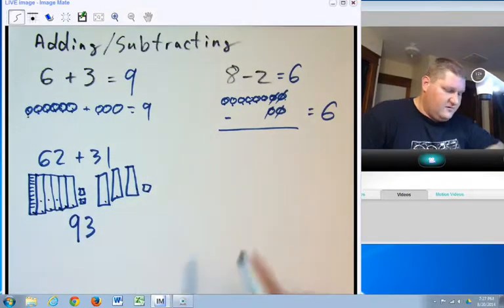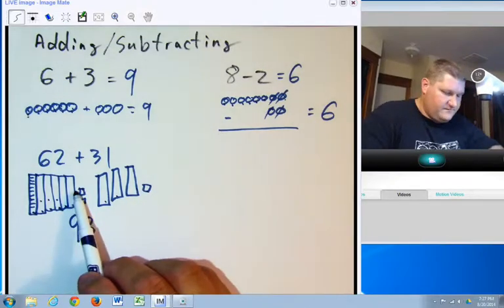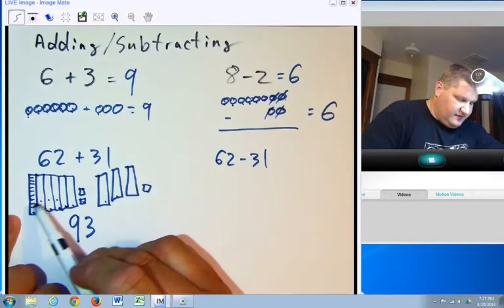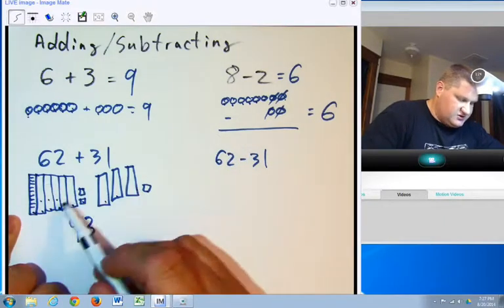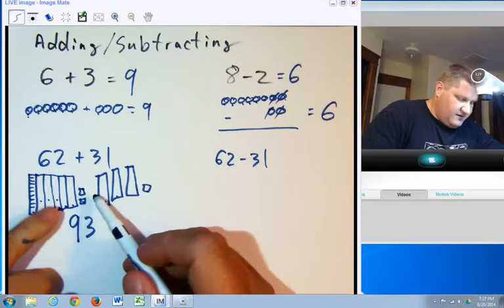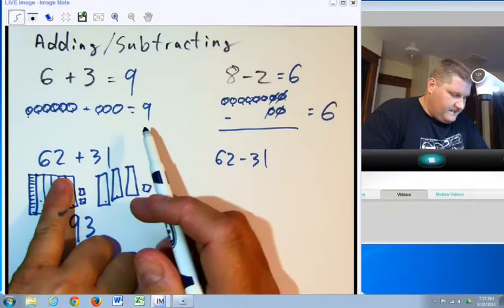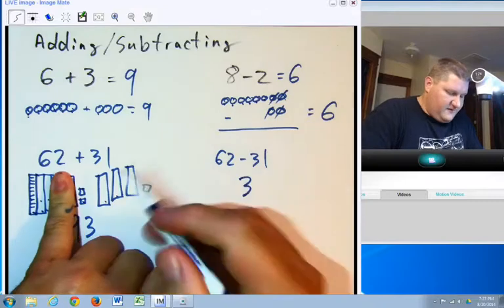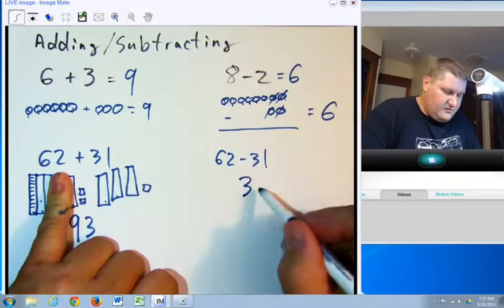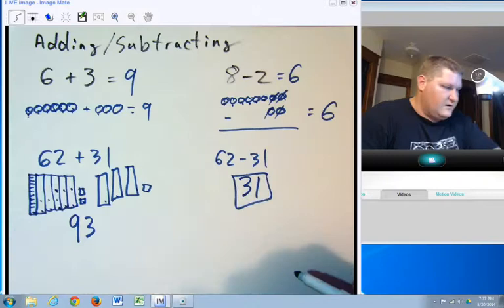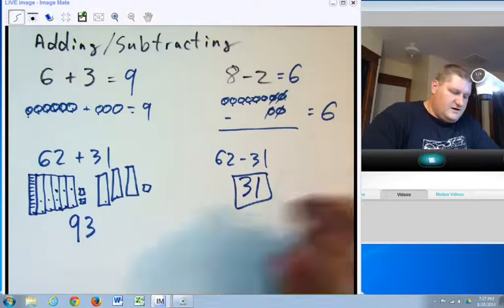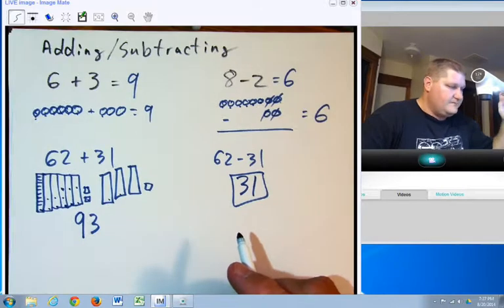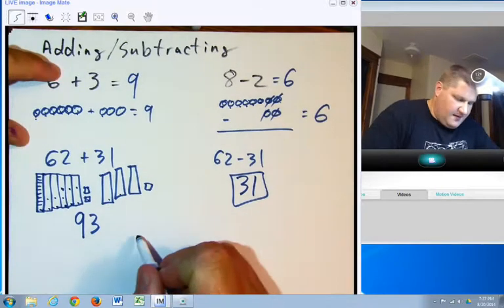Now if I were to do the same thing but do subtraction, say I have 62 minus 31. Well, I have 6, take away 1 from each. If I take away 3 of them, that leaves 3 big pieces. And if I take away 1 little one from 2 little ones, I end up with 1 little one. So again, we're modeling.